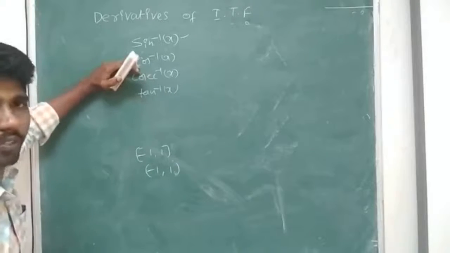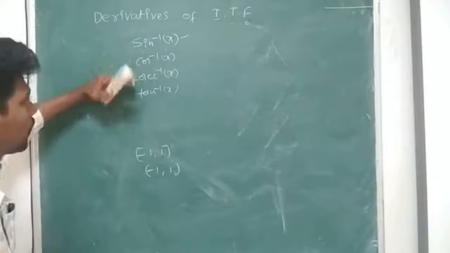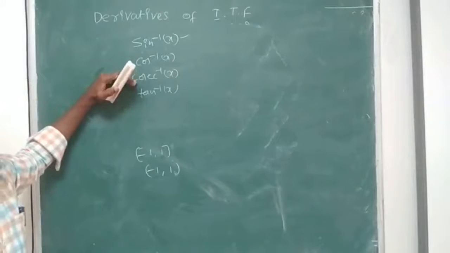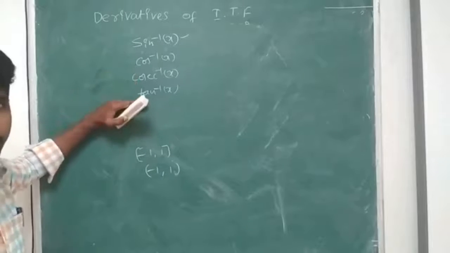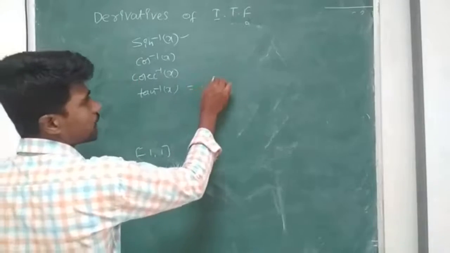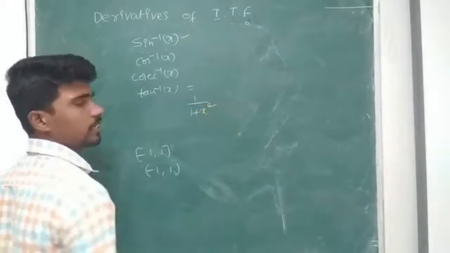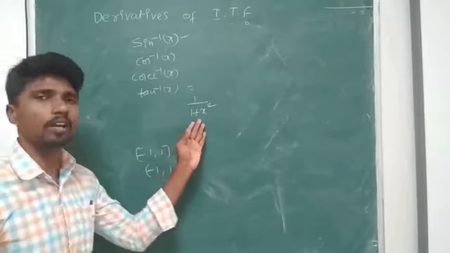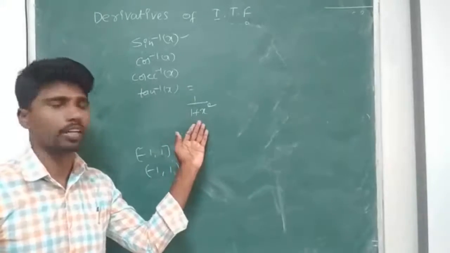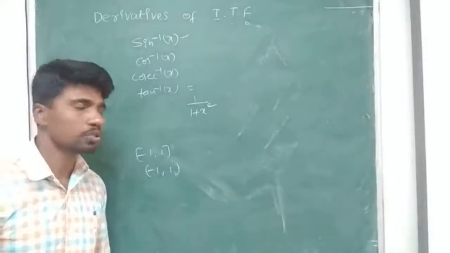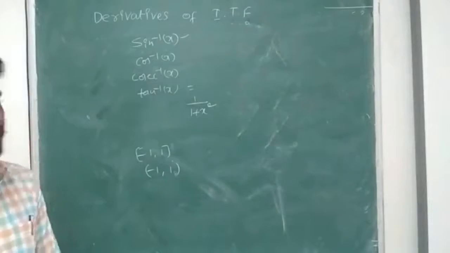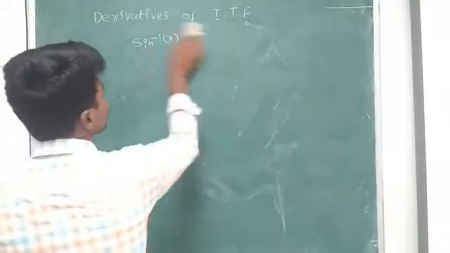In the same way, cos inverse x, minus 1 to 1 open. Cosecant inverse and secant inverse, modulus of x just greater than 1. Tan inverse x, so what do we get? Tan inverse x, its derivative is 1 by 1 plus x square. 1 plus x square is always greater than 0. It never equals 0. So its domain is all real numbers. Right. Now, next one.